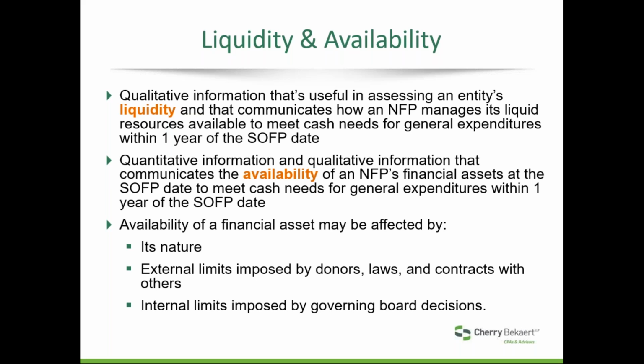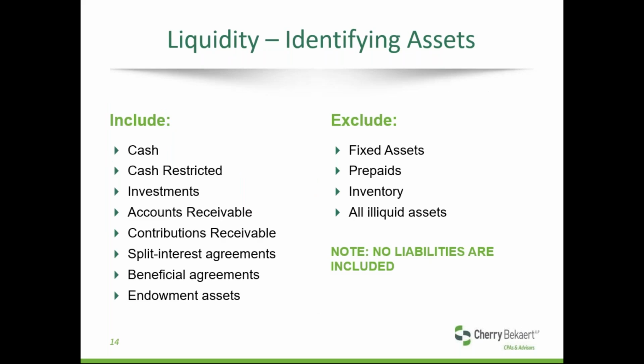Going forward, not-for-profits will now be required to disclose in the footnotes to their financial statements how they manage their liquidity and availability of resources to meet the cash needs by being able to fund general expenditures within 1 year of the statement of financial position date. So the disclosure actually has two parts to it. There's a qualitative component and a quantitative component. So let's move on and take a look at what one of those looks like.